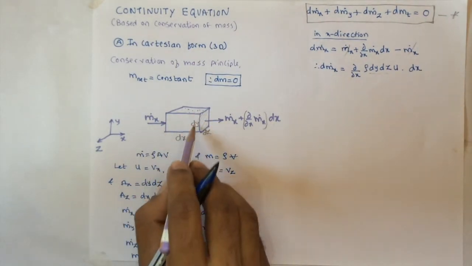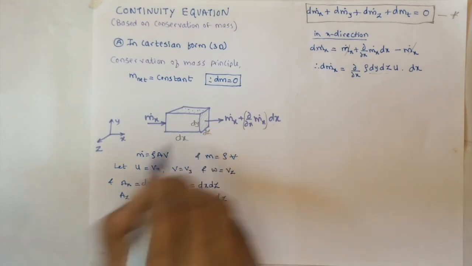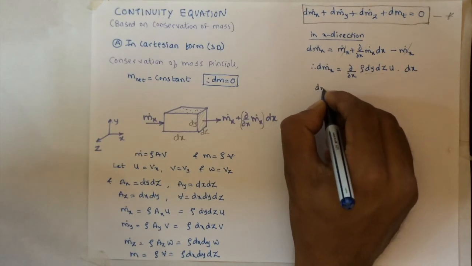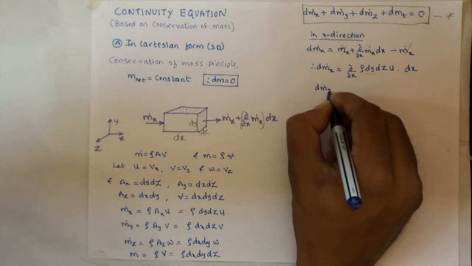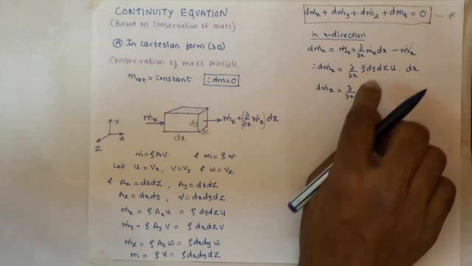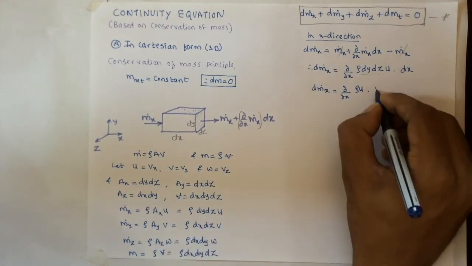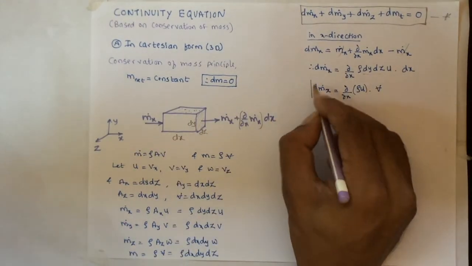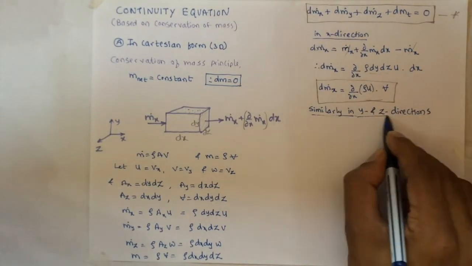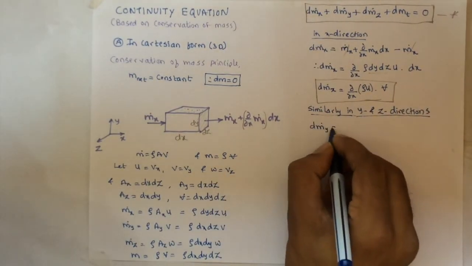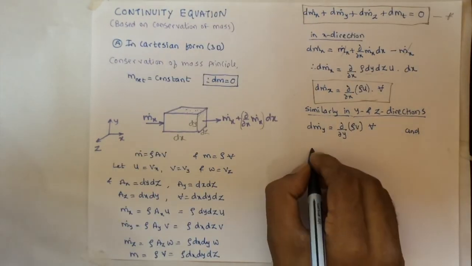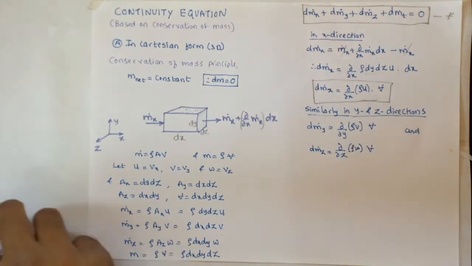And here dy dz are the dimensions of the element, which are constant and can be taken out of the derivative. So if you take that out, the change in mass in the x direction, dm dot x, equals dou by dou x of rho u times volume, because dx dy dz is volume. So we get this expression for the x direction. Similarly, for the y and z directions we have dm dot y equals dou by dou y of rho v times volume, and for the z direction dm dot z equals dou by dou z of rho w times volume.